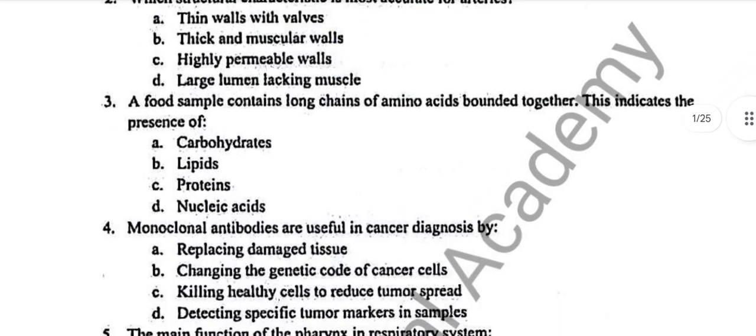Question number 3. A food sample contains long chains of amino acids bounded together. This indicates the presence of A. Carbohydrates, B. Lipids, C. Proteins, D. Nucleic acids. And the correct option is C. Proteins. Proteins are polymers made of amino acids linked by peptide bonds.